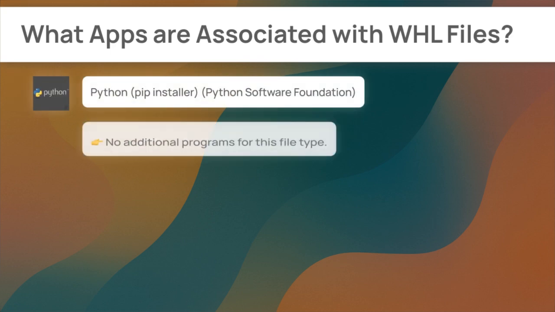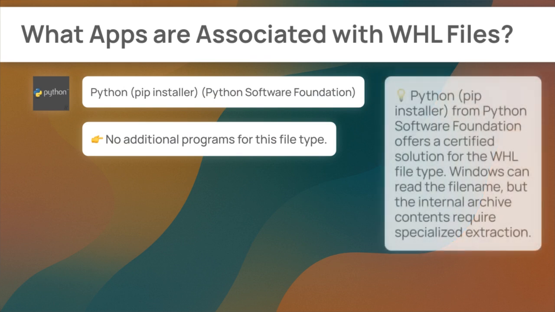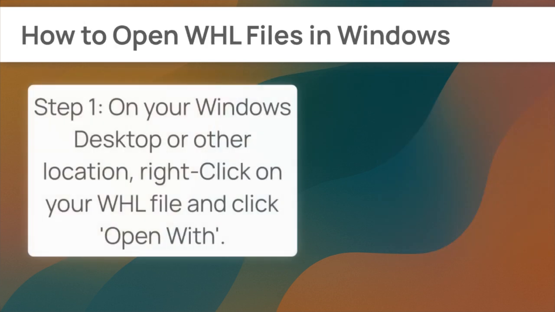Historically, the main tool for managing the WHL type has been Python pip installer, by Python Software Foundation. Windows can read the file name, but the internal archive contents require specialized extraction. Windows cannot always interpret compressed structures, so decompression software is necessary. The solution usually starts here.